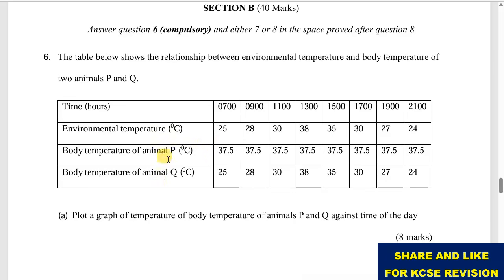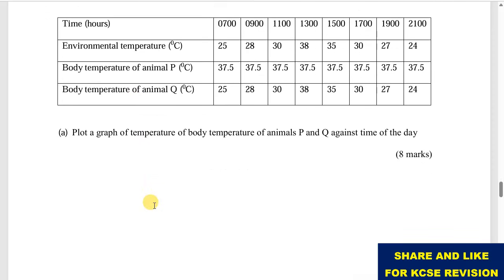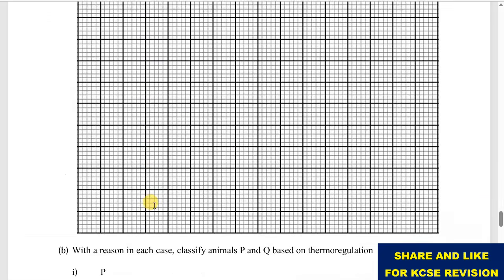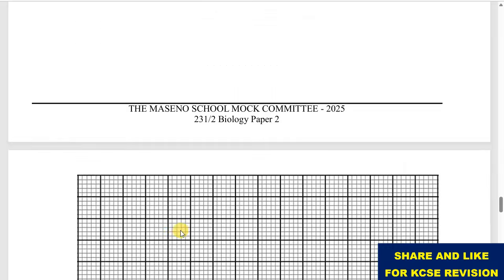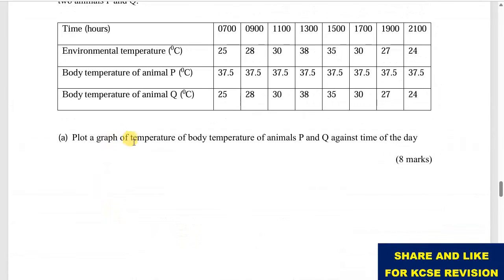Number 6, the graph. This is the data for the graph that you are supposed to draw. You are asked to plot a graph of body temperature against animals P and Q.